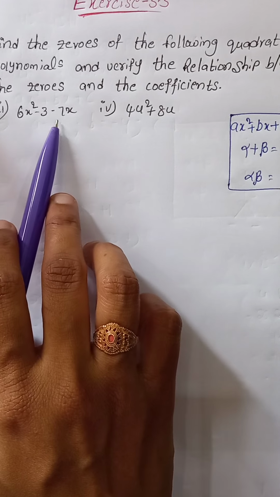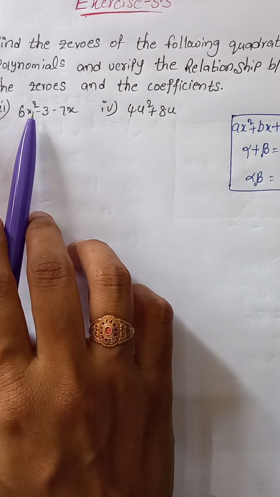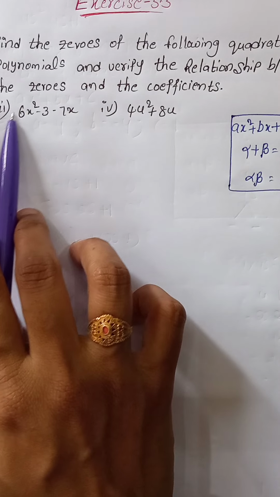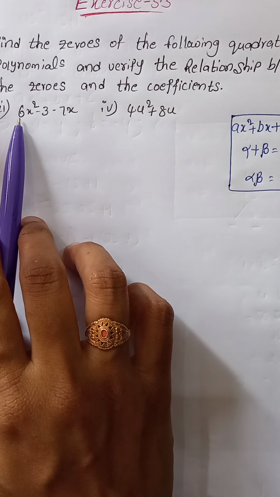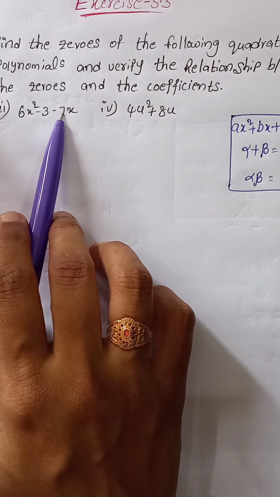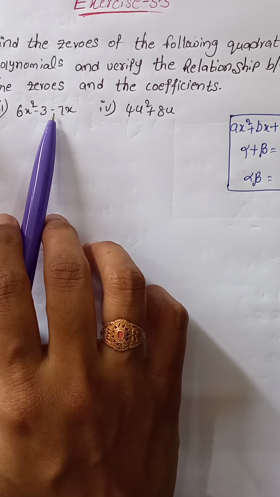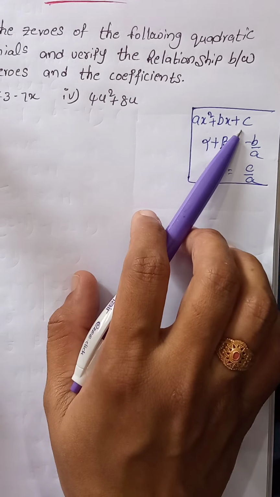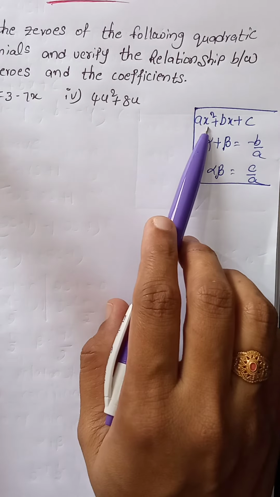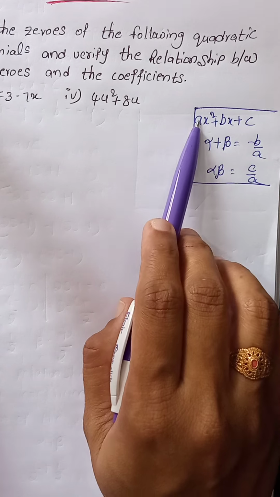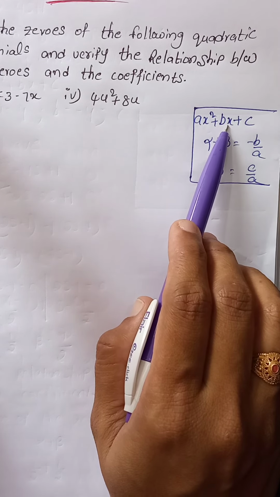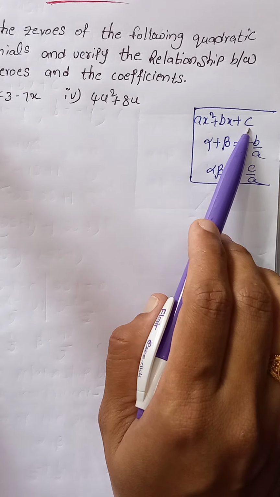This is the given polynomial. So see here, what is the highest power of this polynomial? 2 is the highest power of this polynomial. So it is a quadratic polynomial. What is the general form of quadratic polynomial? ax square plus bx plus c. It is the general form of quadratic polynomial. Here a is the coefficient of x square, b is the coefficient of x and c is the constant term.